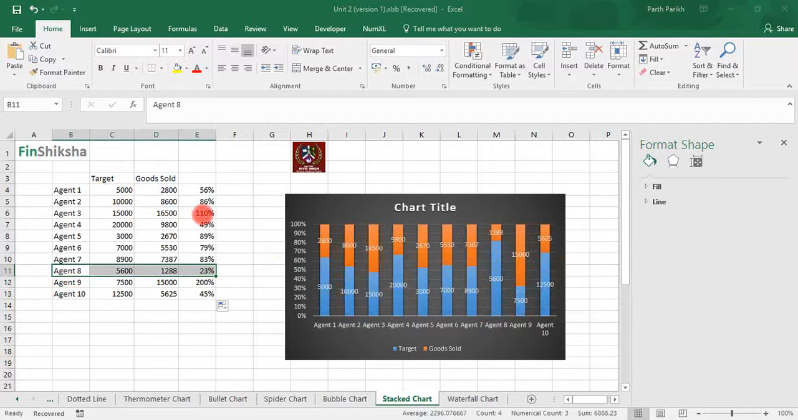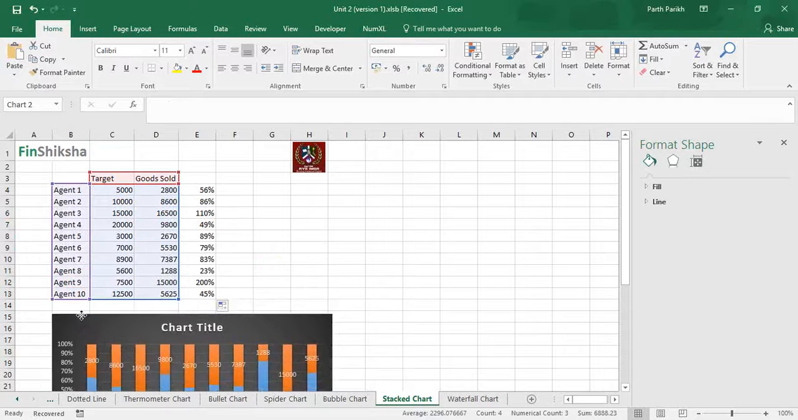So I can definitely say that agent 9 had the highest amount of sales, followed by agent 3, whereas agent 8 achieved the least of its target, followed by agent 10, which is around 45%. I can see that visually. So this 100% stacked chart is like a normalized chart. Everyone is stacked against each other, with the base as equal, which is 100% here. I can definitely use this chart to compare multiple data points at the same time. So Excel gives me that functionality in terms of stacked charts.